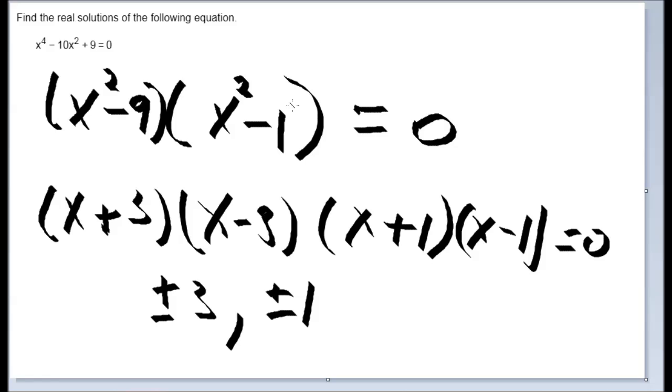Okay, so that's how you find the real solutions. Notice that there's no reason to look for any more because the highest exponent in this is 4, so that means there'll be 4 answers, and we have 1, 2, 3, 4 answers right there.